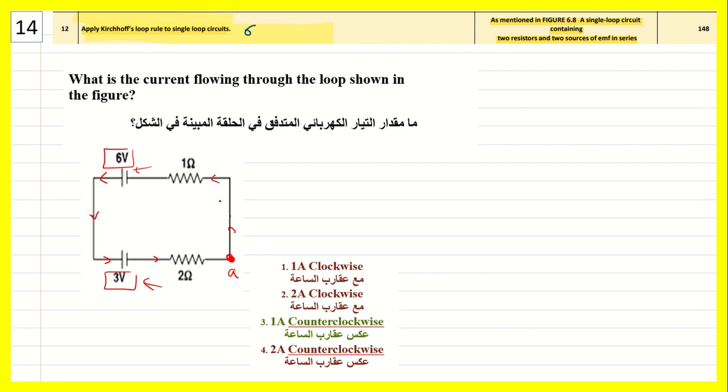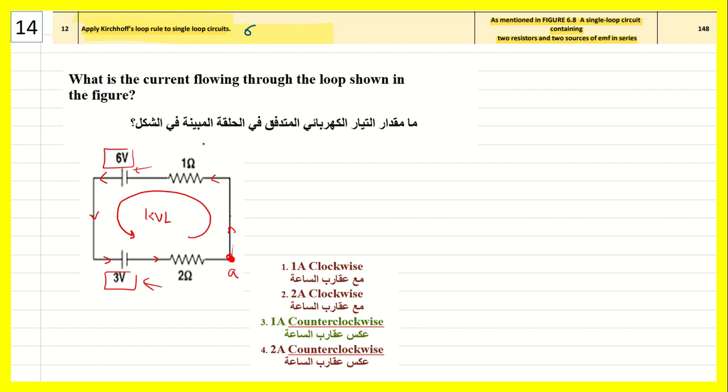Of course, if you assume the direction of the current opposite, nothing will happen. It's just going to give you the negative sign at the end. Don't worry, it means that the actual current is flowing opposite to your assumption, so there's no big deal. Let's say this is the direction of the current. Let's say I'm going to move through the circuit in the same direction as the current. I'm going to move counterclockwise and apply KVL.